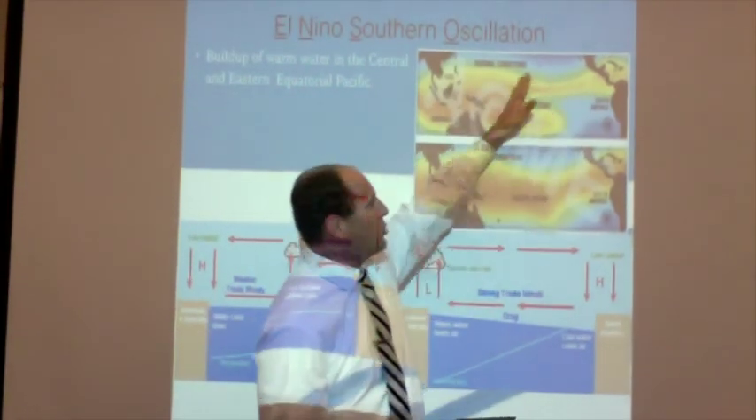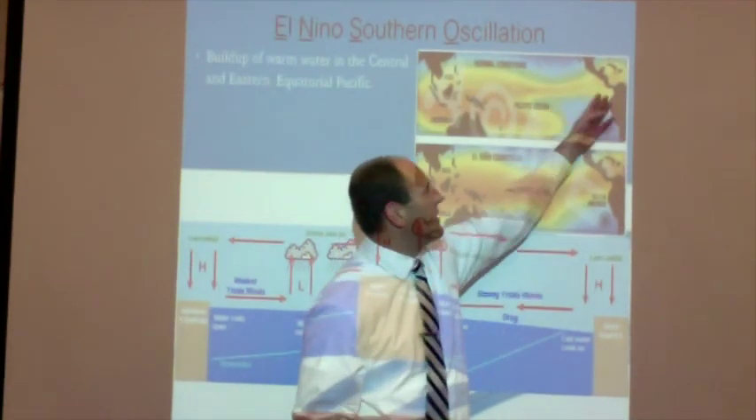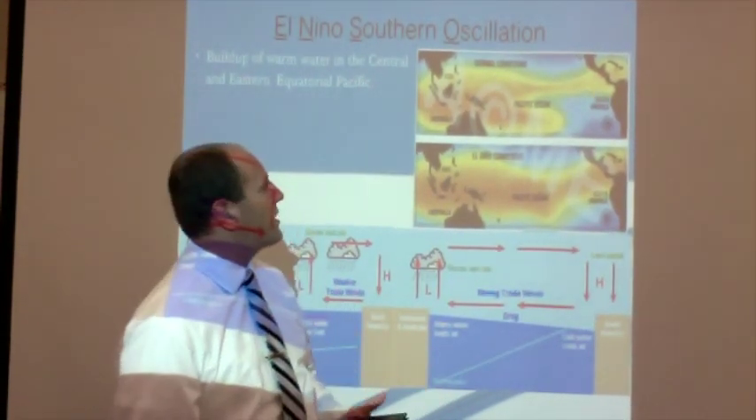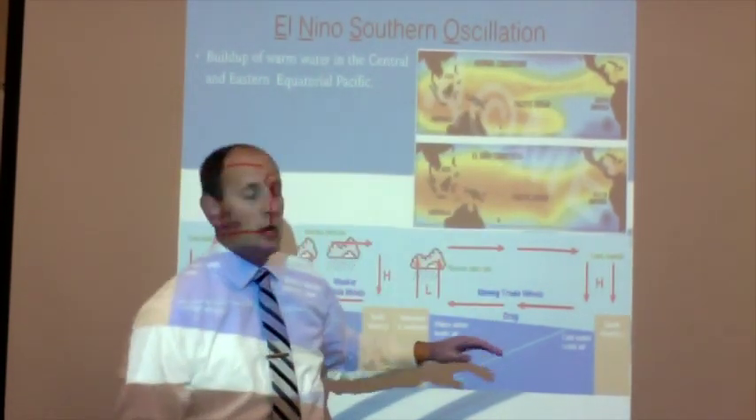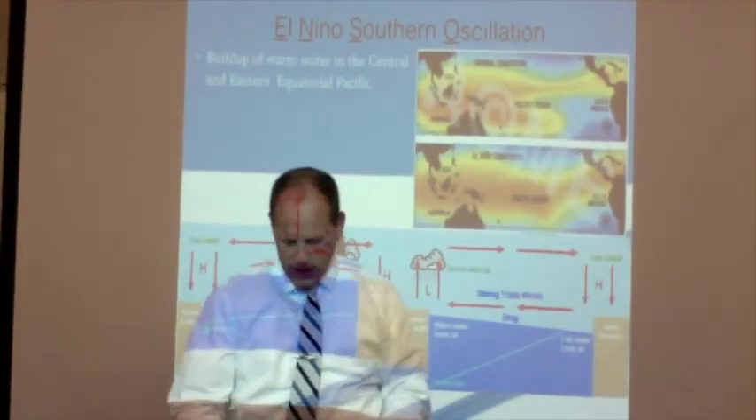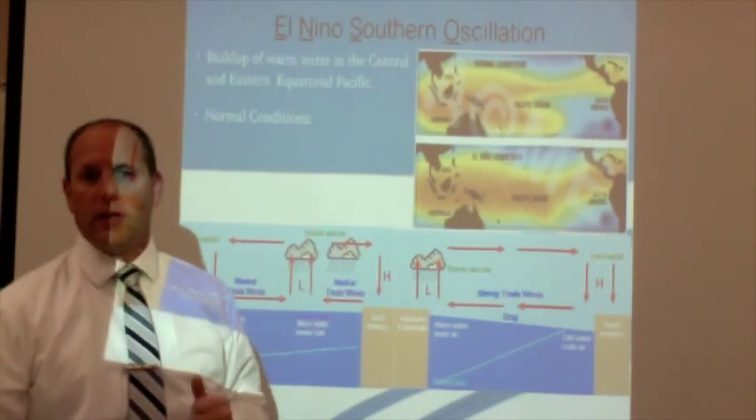Since the water's been pushed over here, it allows for a tremendous amount of upwelling off the coast of South America. A lot of cold water coming to the surface there. This is our normal condition. When we have an El Nino, this water moves back across the ocean. So those are the normal conditions.